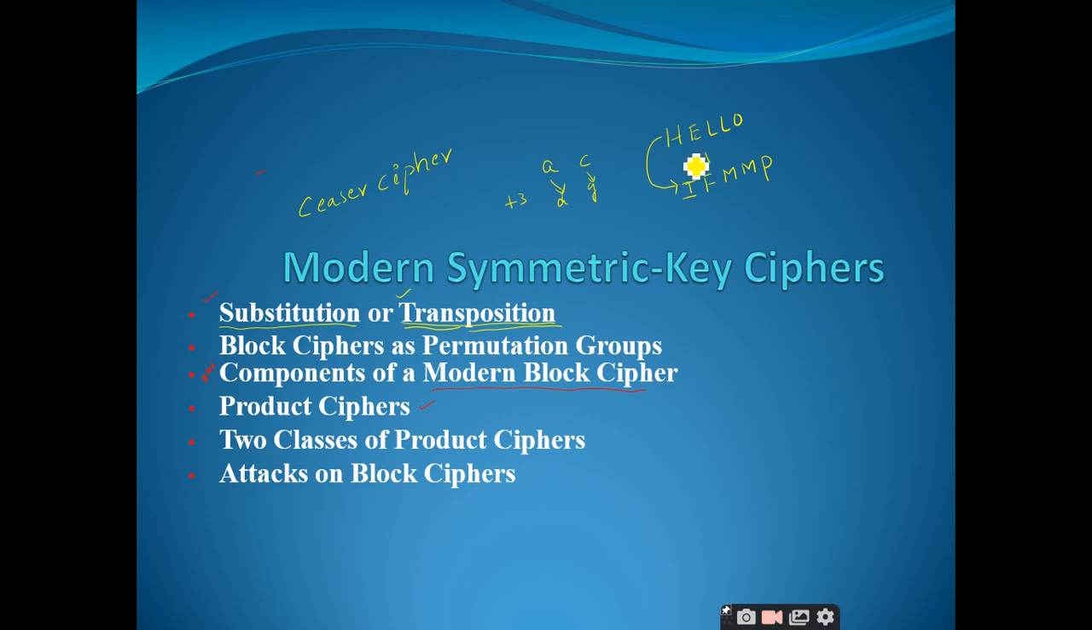So, in substitution, you are going to change the character, or you can also call it changing the face value of the character. H is replaced with I, E is replaced with F, L is substituted with M, like that. But in transposition, the name itself says that you are going to change the position of the input text. You are not going to replace or substitute the characters. You are just going to change the position of those characters.